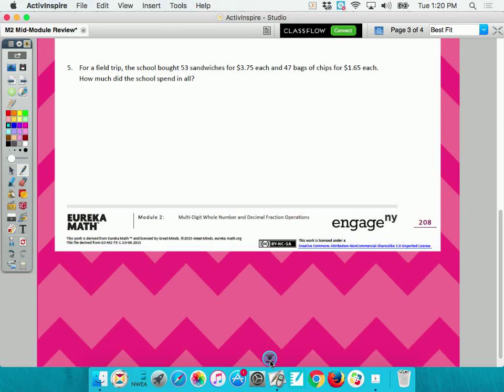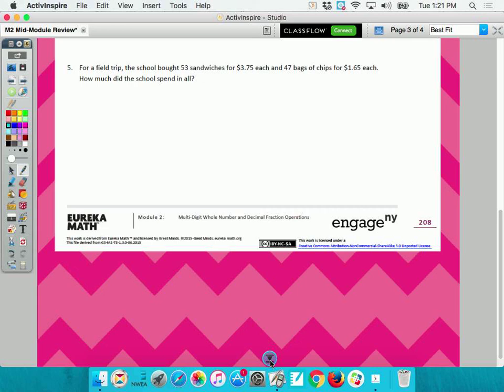For a field trip, the school bought 53 sandwiches for $3.75 each, and 47 bags of chips for $1.65 each. How much did the school spend in all? Okay, so let's just say 2 of the teachers went and put 53 sandwiches in their cart. I think we would have had to order those ahead of time from Thrifty, right? Yeah. Or Subway or somewhere, okay? And then the other 2 teachers put 47 bags of chips in their cart.